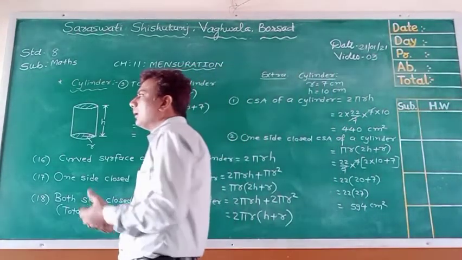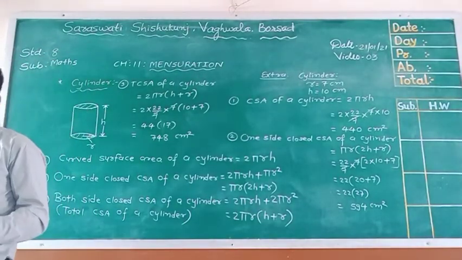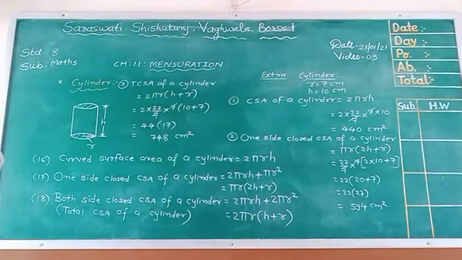So students, here we observe how we can find the surface area of cuboid, surface area of cube, curved surface area of cylinder, one side closed curved surface area of cylinder, and both side closed curved surface area of cylinder, meaning total curved surface area of cylinder. So students, learn by heart all these formulas from 1 to 18. These formulas are very important for your math subject. So next topic we will take in the next video. So watch this video properly and learn this by heart. All the best and have a nice day to all.